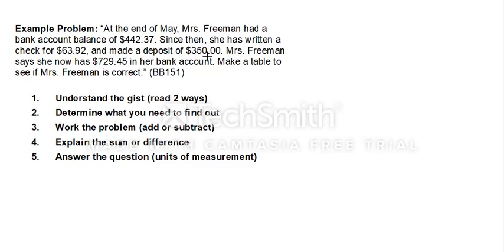That means she gained money and she's adding money in. And Mrs. Freeman says she now has $729.45 in her bank account. So this is what she thinks she has after she started with this, got rid of this, and added this. So now that I know what the problem is saying and what's going on, I determine what I need to find out. So the question, let's find it.